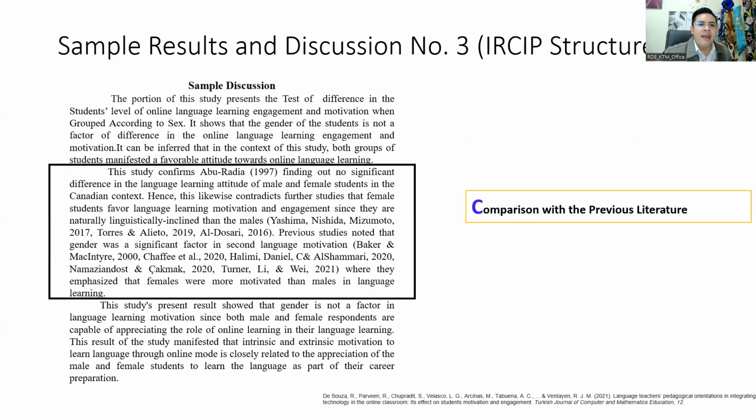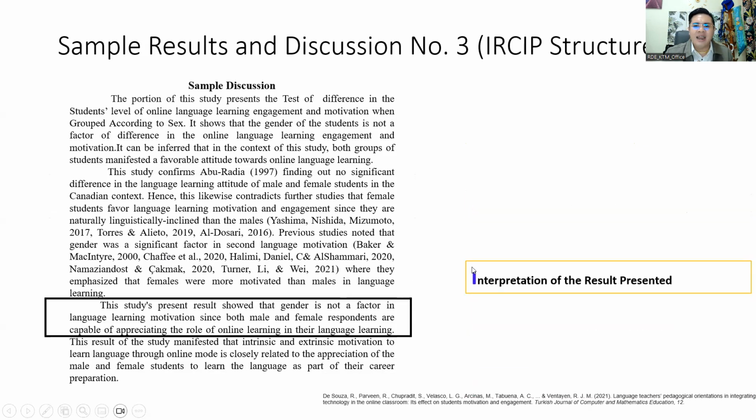Then, comparison with the previous literature. As you can see, the study confirms Abu Raja in 1997, author and year, and previous studies noted gender was a significant factor in second language learning motivation. That's the comparison with the literature. So previous study noted gender was a significant factor. And lastly, the interpretation of the results presented.